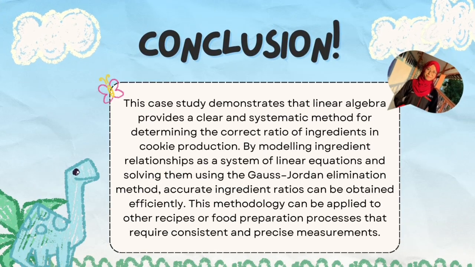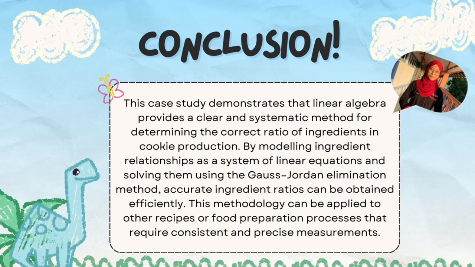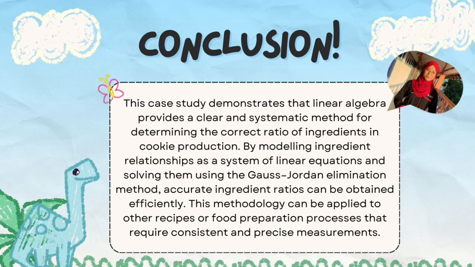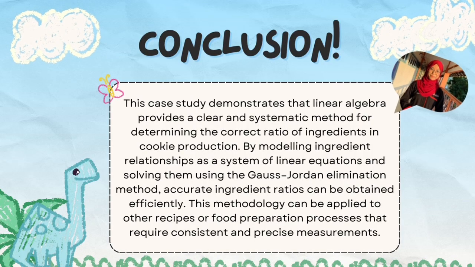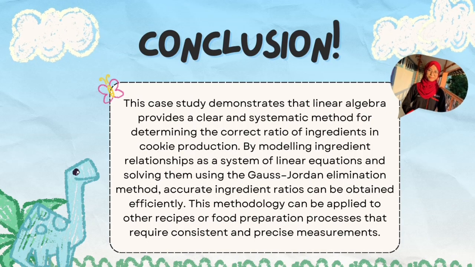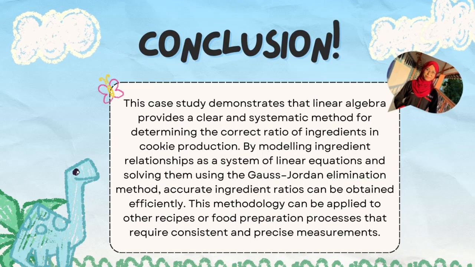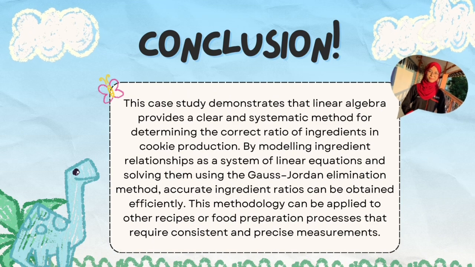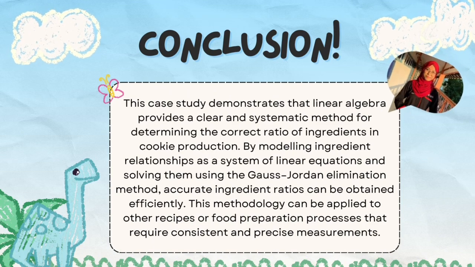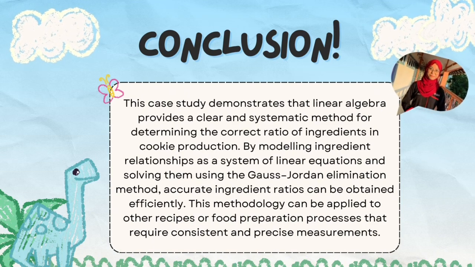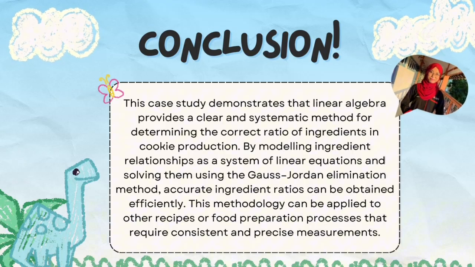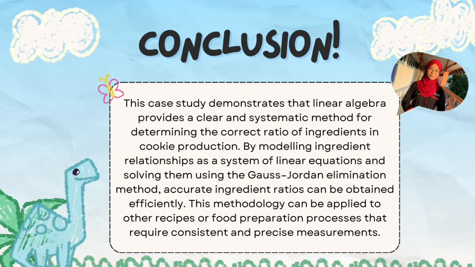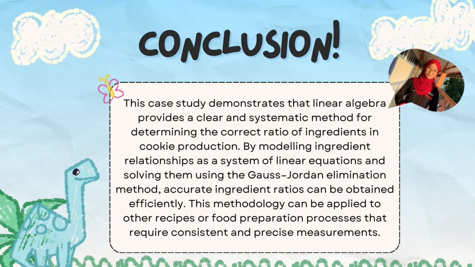Conclusion. This case study demonstrates that linear algebra provides a clear and systematic method for determining the correct ratio of ingredients in cookie production. By modeling ingredient relationships as a system of linear equations and solving them using the Gauss-Jordan elimination method, accurate ingredient ratios can be obtained efficiently. This methodology can be applied to other recipes or food preparation processes that require consistent and precise measurement.